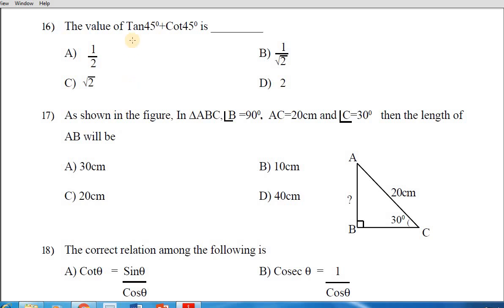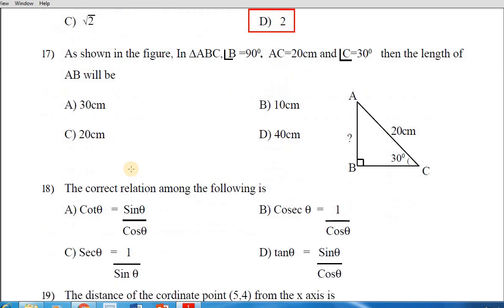Question number 16. The value of tan 45 degree plus cot 45 degree is. Tan 45 degree value is 1, and its reciprocal, the cot 45 degree, also has the value 1. So 1 plus 1 is equal to 2. Hence option D is right.